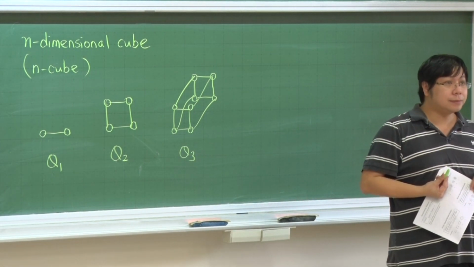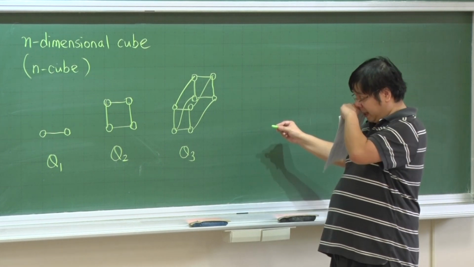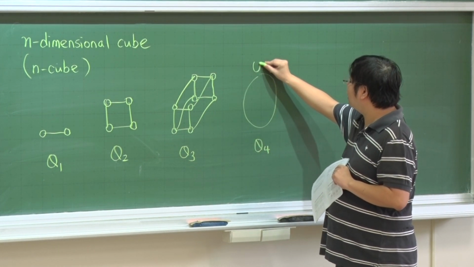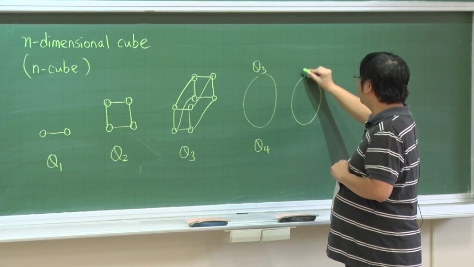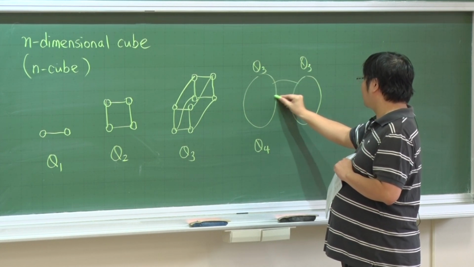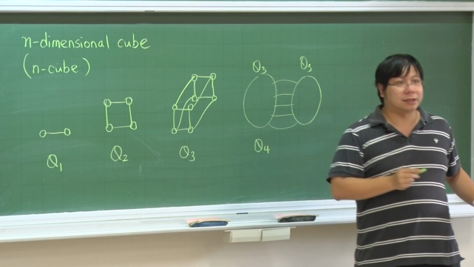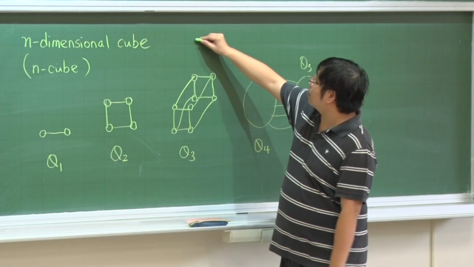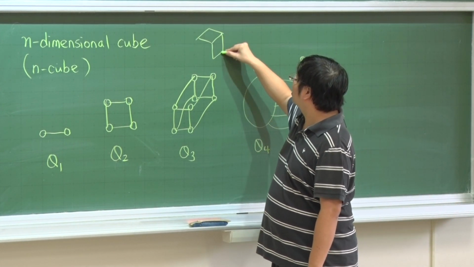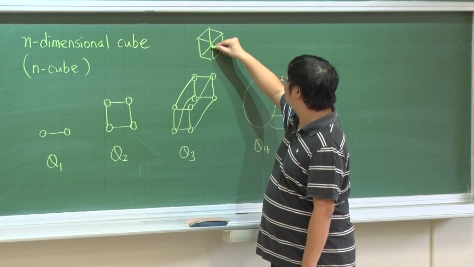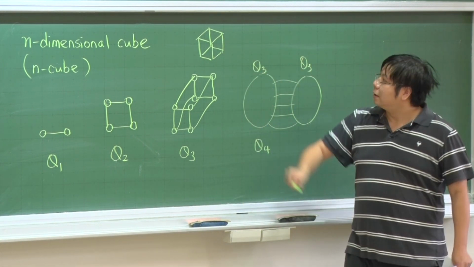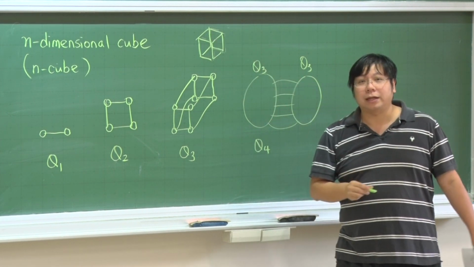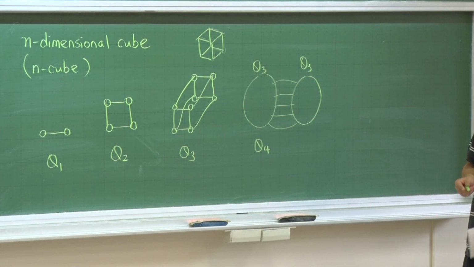Is that okay? And then for Q4, Q4 is formed by having a Q3 here, and then another Q3 here, and you join the corresponding vertices together. So this is Q4. So why is it called a cube? If you look like this, this is a cube. This looks like this shape, right? Is that okay? So this is a Q2, this is another Q2, and you're joining the vertices together. Okay?